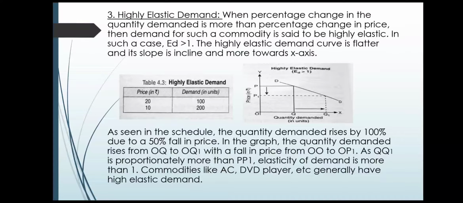Commodities like AC, DVD player, etc. generally have high elasticity of demand. Whenever there is a rise in the price of commodities like AC, people tend to postpone their purchase, and as a result, the quantity demanded decreases more than the proportionate change in price.